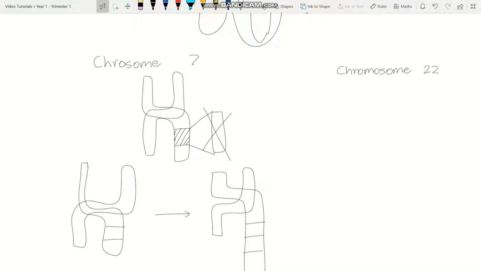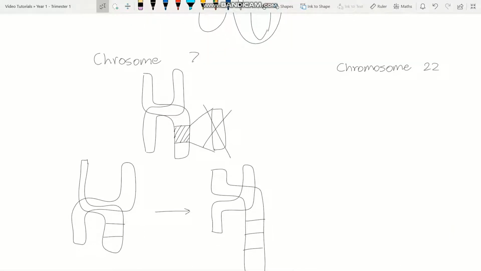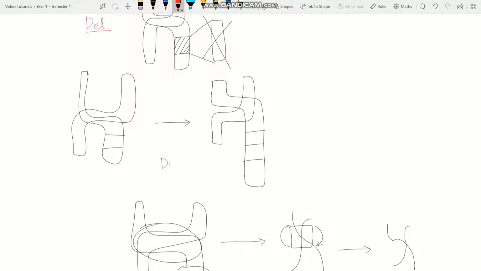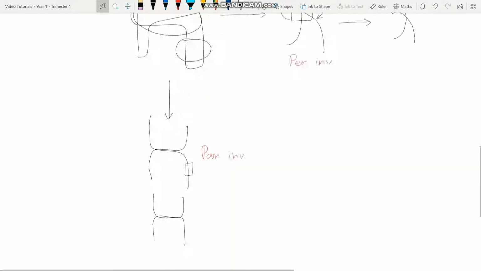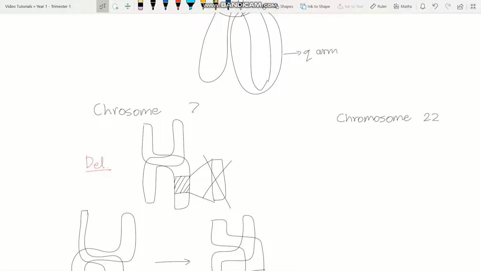Now, moving on to balanced translocations. All of the different mutations that we've gone through so far involve just the one chromosome. So up here we had a deletion, then we had a duplication, then a pericentric inversion, and paracentric inversion. Now the difference here is that in a balanced translocation, there is a swap of an equal amount of genetic material between two different chromosomes.